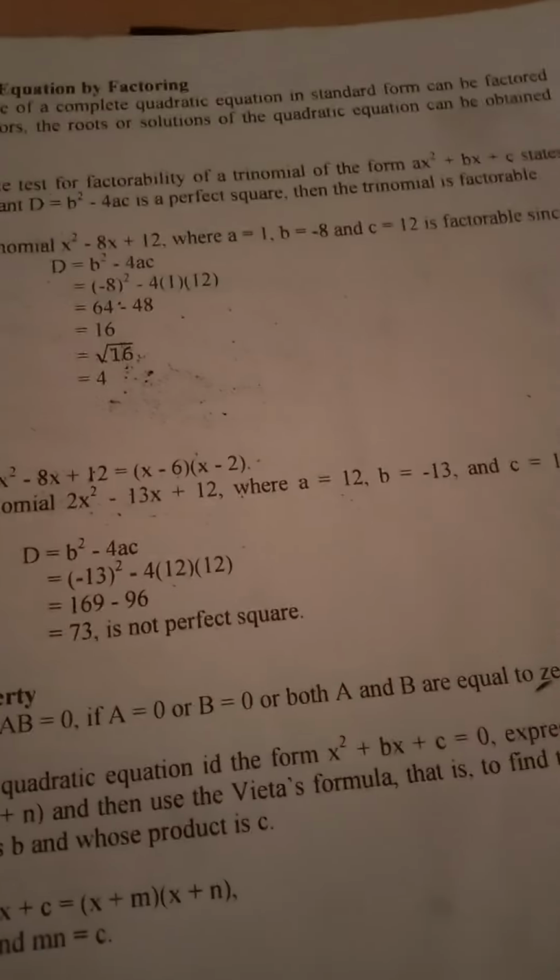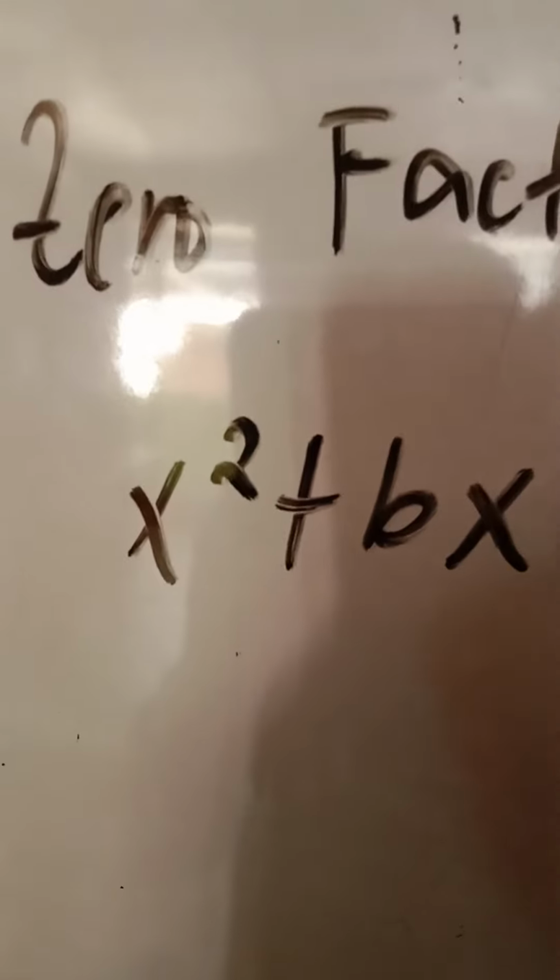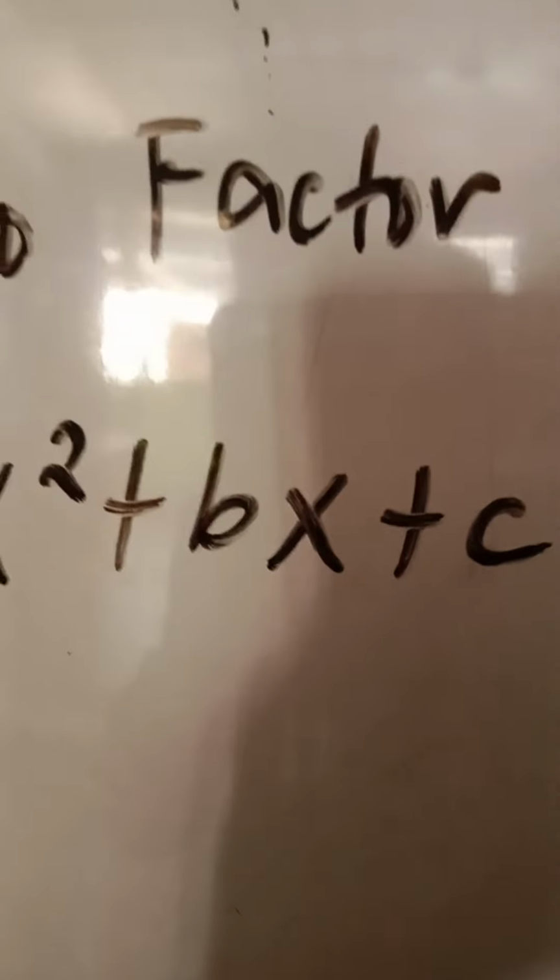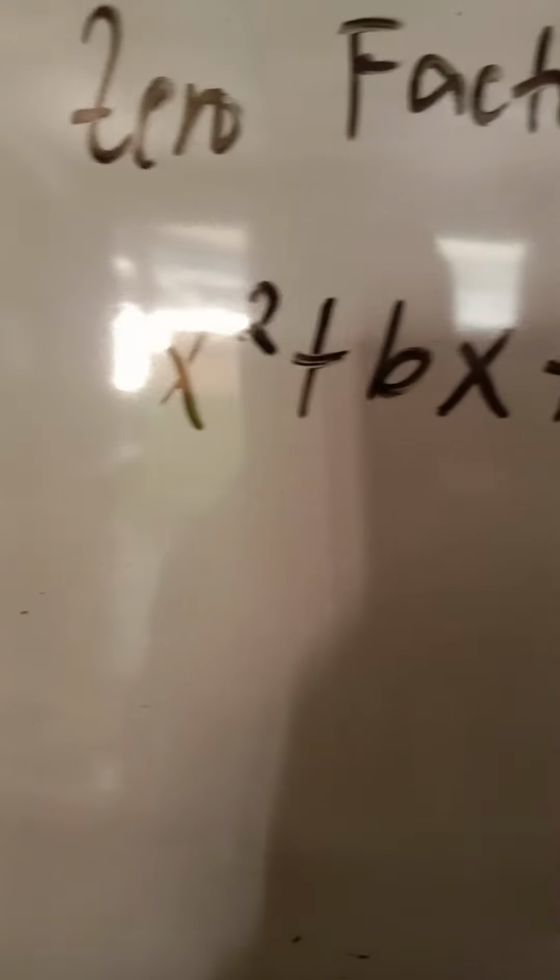So this is now our symbols in finding the zero factor property. We have the zero factor property in the form of x squared plus bx plus c is equal to x plus m times x plus n.